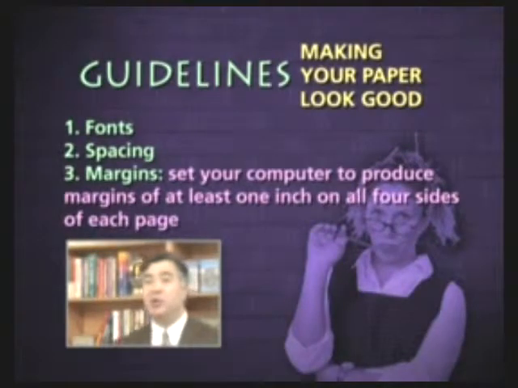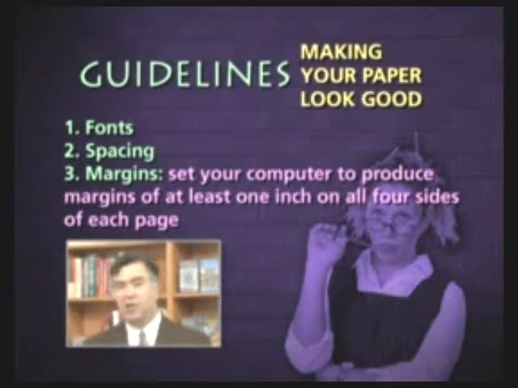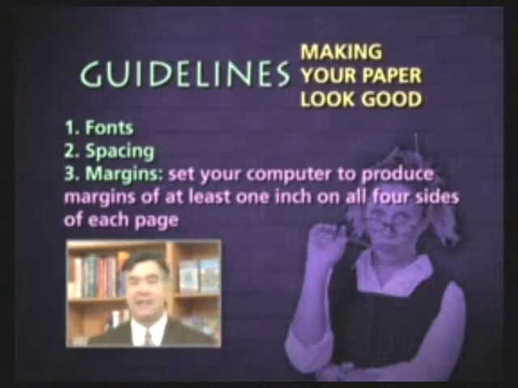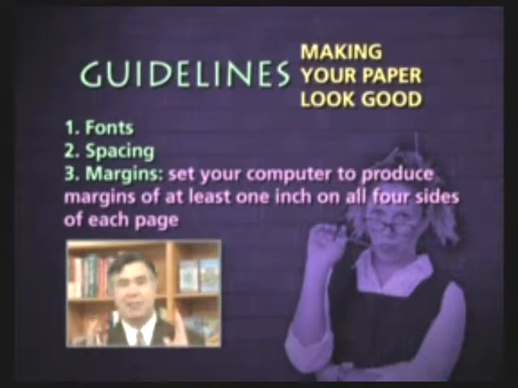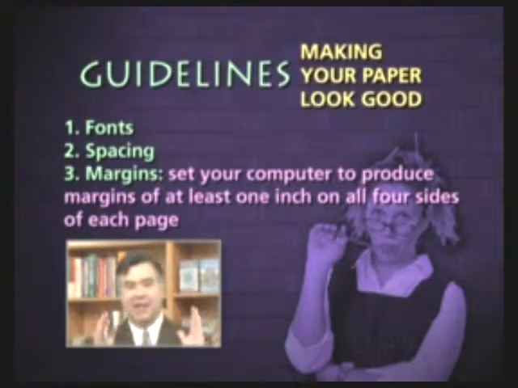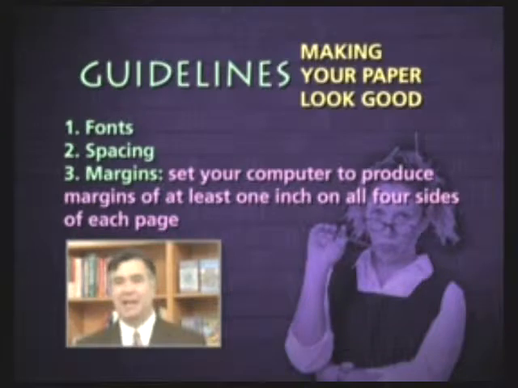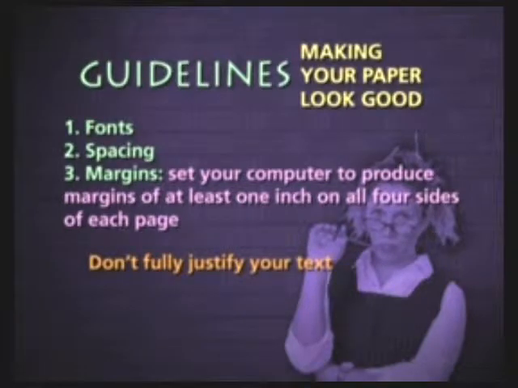Margins. Set your computer to produce margins of at least 1 inch on all 4 sides of each page. Now, in published books, I'm sure you've noticed that lines of text are usually justified. That is, they're made to fit exactly the same width on the page. They do this by using small variations in the spacing between words to make the lines come out to exactly the same length. Now, computers can imitate this style, but when writing a research paper, don't justify your text.